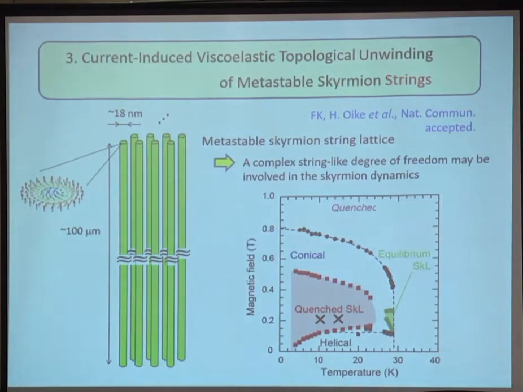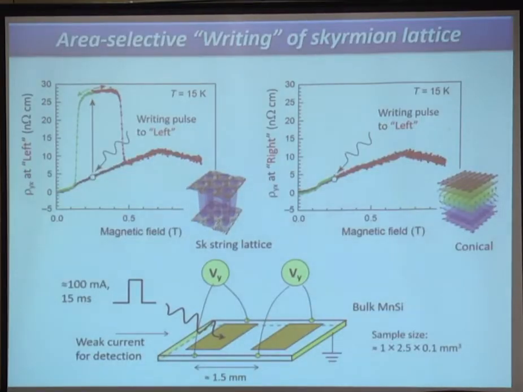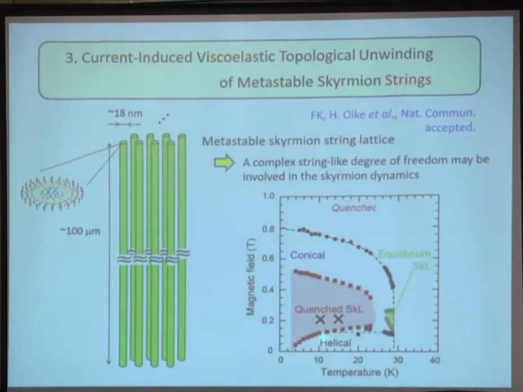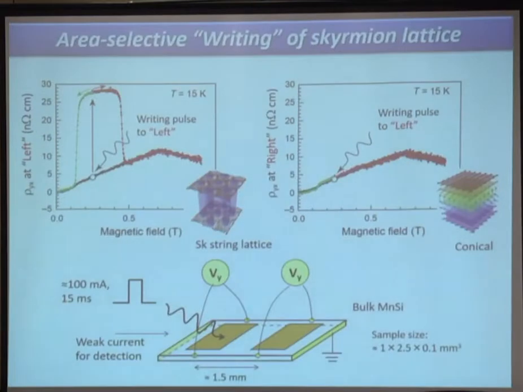Please note that we are studying a metastable Skyrmion string lattice. This means a complex string-like degree of freedom may be involved in the Skyrmion dynamics. We did experiments at 10 K and 15 K, which is much lower than the equilibrium Skyrmion lattice temperature. First, we try to write the metastable Skyrmion lattice in an area-selective manner.